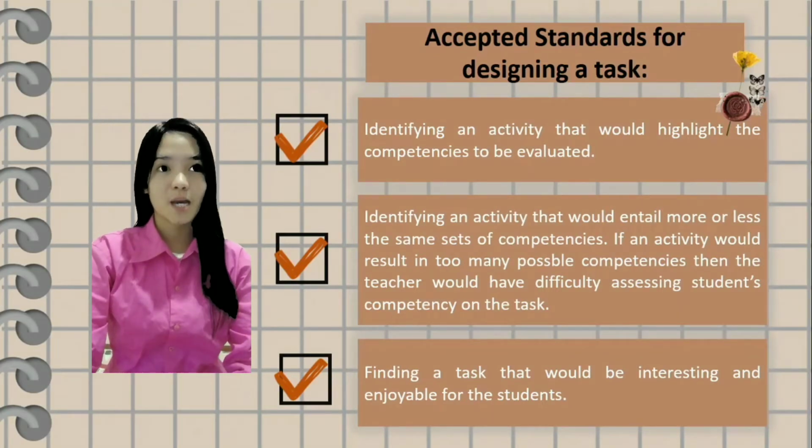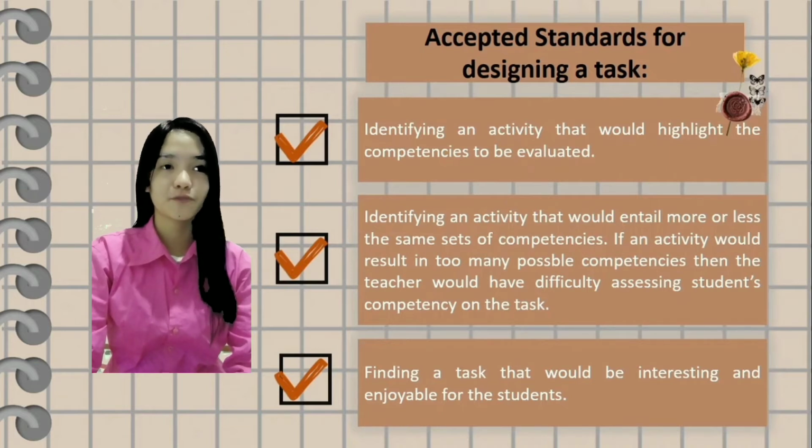So here are some of the accepted standards for designing a task. First, identifying an activity that would highlight the competencies to be evaluated. For example, reciting a poem, writing an essay, and manipulating the microscope. Second, identifying an activity that would entail more or less the same sets of competencies.